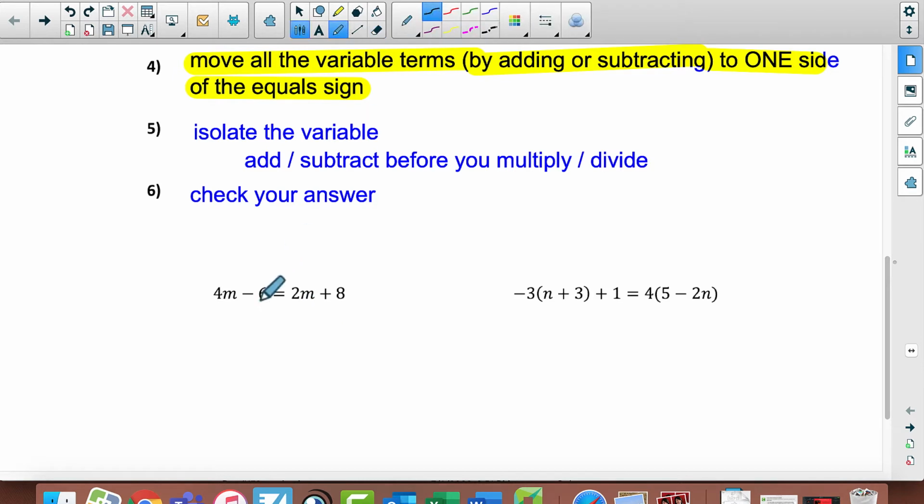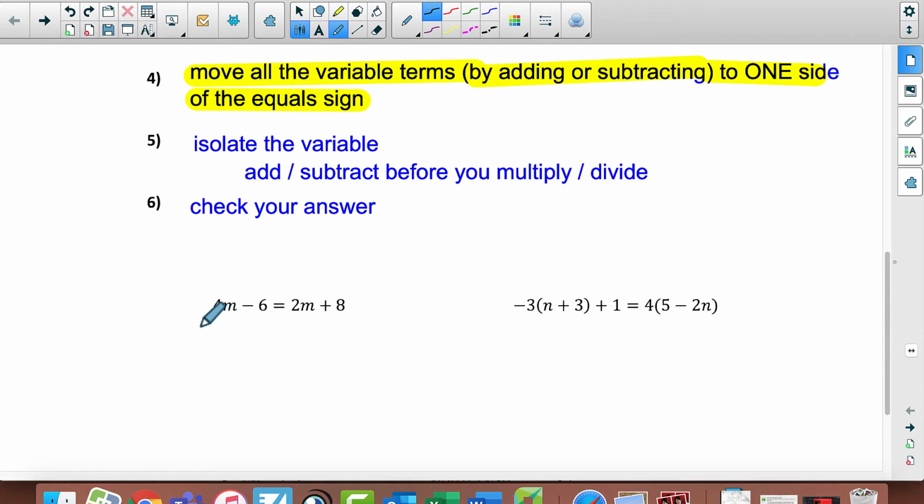You could get rid of the 4m on this side. How would you do that? Well, since it's positive 4m, you'd go minus 4m and minus 4m, and you take it from there. 4m take away 4m is 0, that's gone, that cancels. You're left with negative 6 on this side equals 2m take away 4m. 2 take away 4 is negative 2m plus 8.